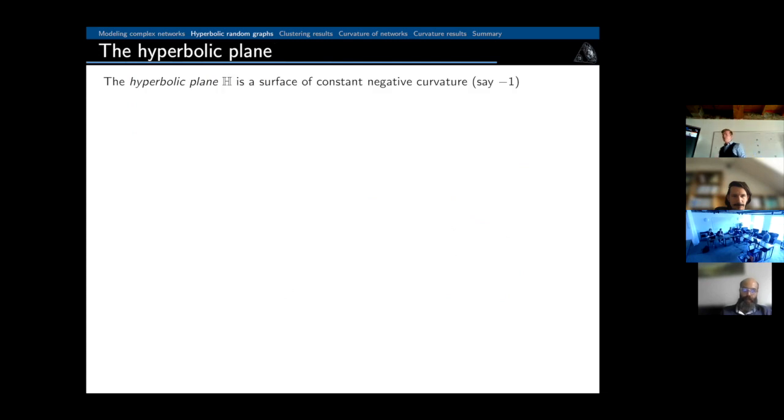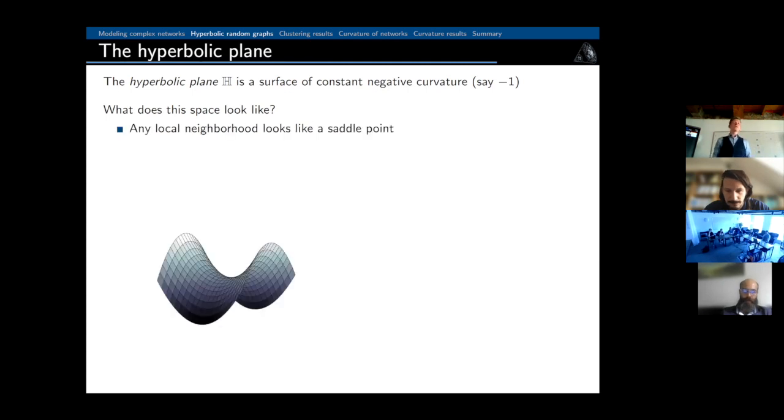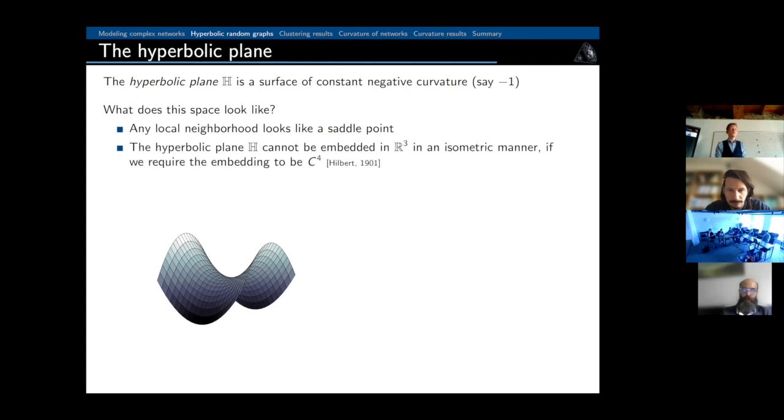Usually when I give this talk, I present some background on the hyperbolic plane at a very high level, so let me quickly go through it if you haven't heard this. The hyperbolic plane is a surface of constant negative curvature, and here we take the curvature to be -1, renormalizing if it's something else. Now you can ask, what does this look like? We can imagine what Euclidean space looks like, and what spherical space looks like. Hyperbolic geometry is a space where every local neighborhood looks like a saddle point. But that's a local description, not a global one. Actually, it's very difficult to give a global description.